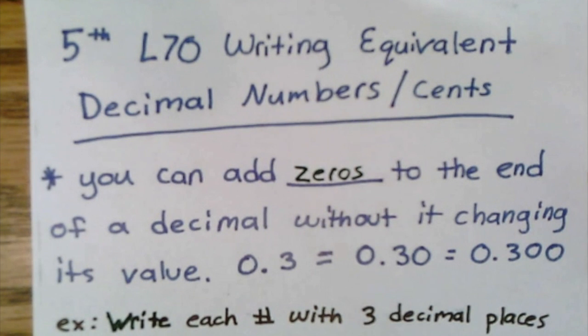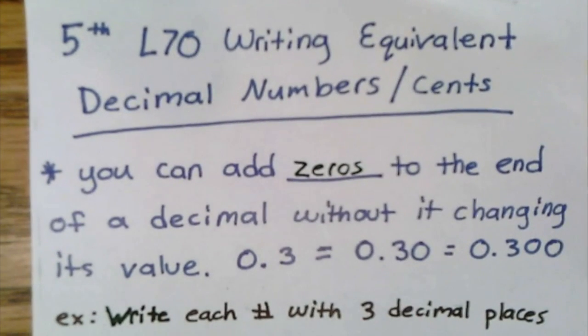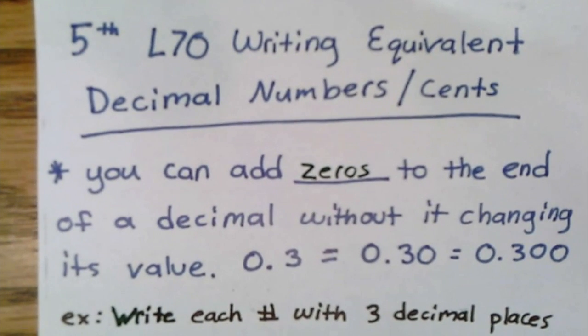L70 on writing equivalent decimal numbers and cents the right way. I'm re-recording this video because the last time I recorded it, I ran out of disk space, so here we go. You can add zeros to the end of a decimal without it changing its value.